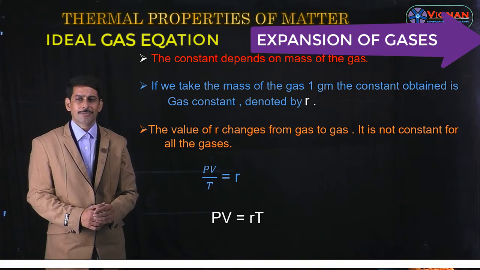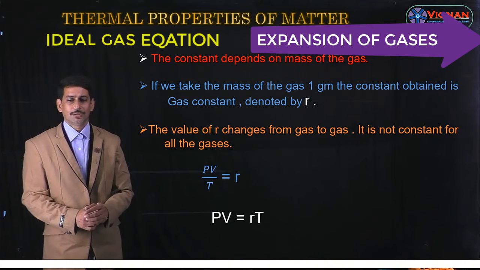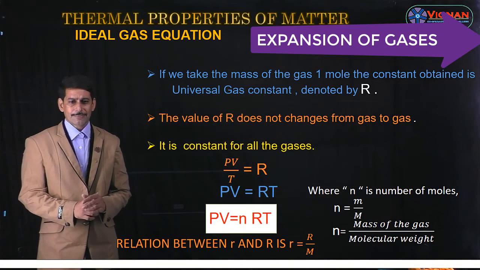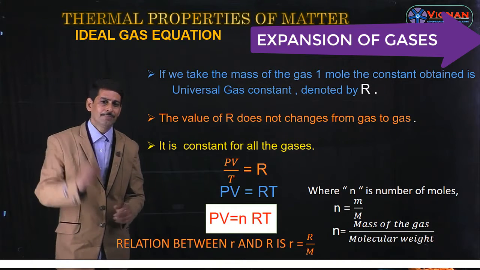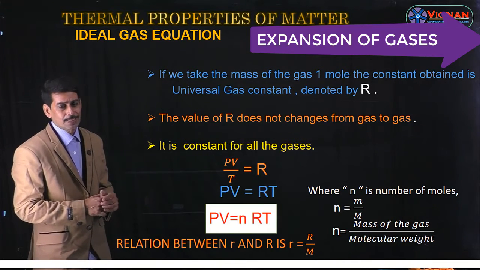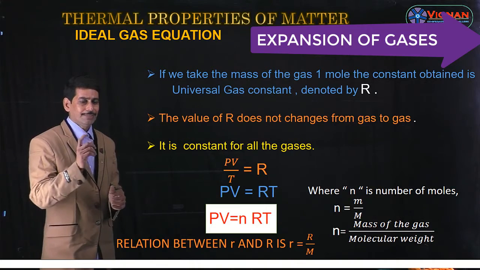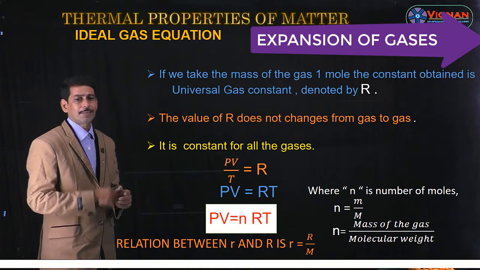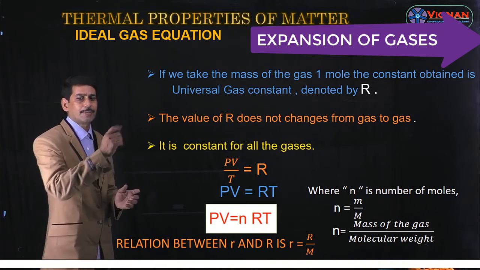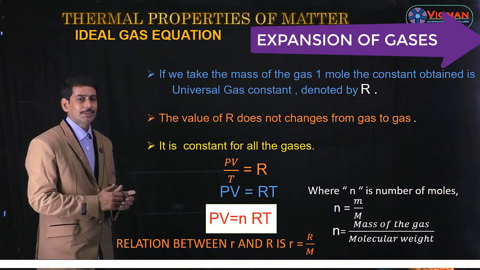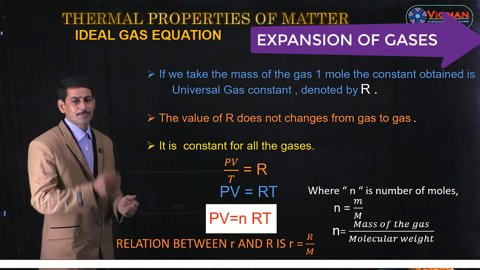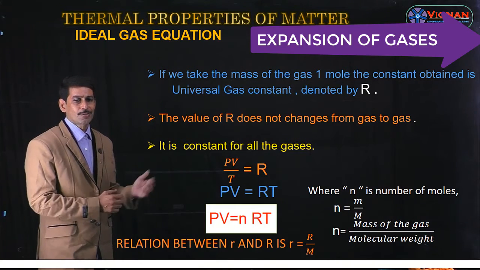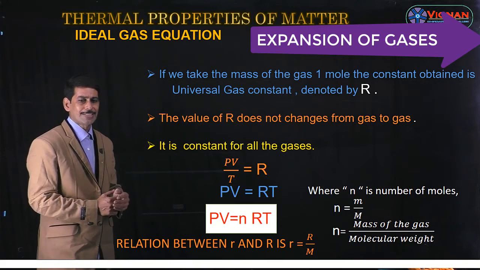And if we take the mass of the gas as 1 mole, the constant obtained is called the universal gas constant, denoted by capital R, and the value of R does not change from gas to gas. It is constant for all the gases. So then it becomes PV by T is equal to capital R. So PV is equal to RT, this is for 1 mole, so we are considering initially 1 mole of a gas.